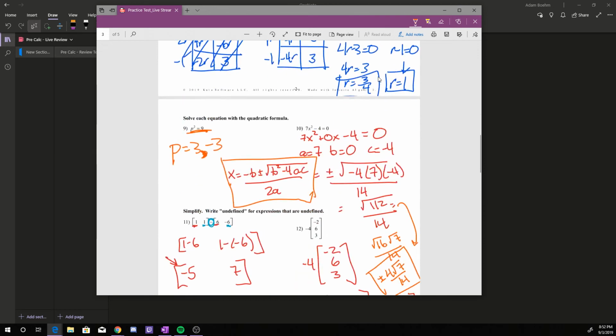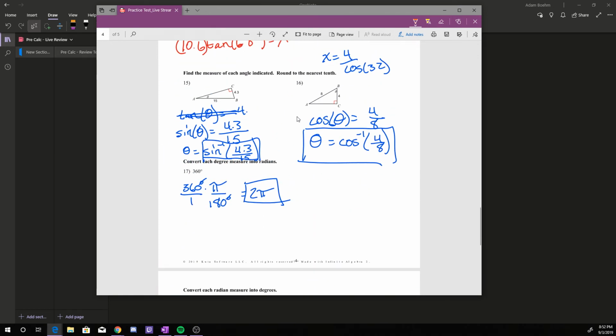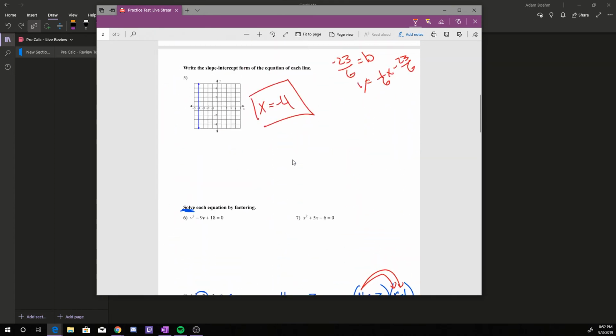We've done factoring. So we've actually basically done this entire test.